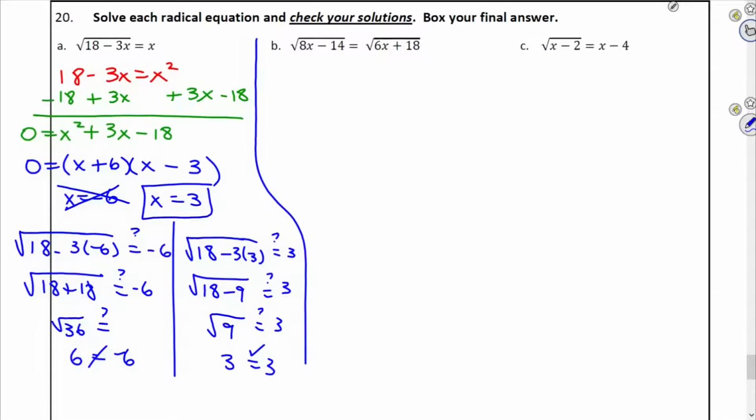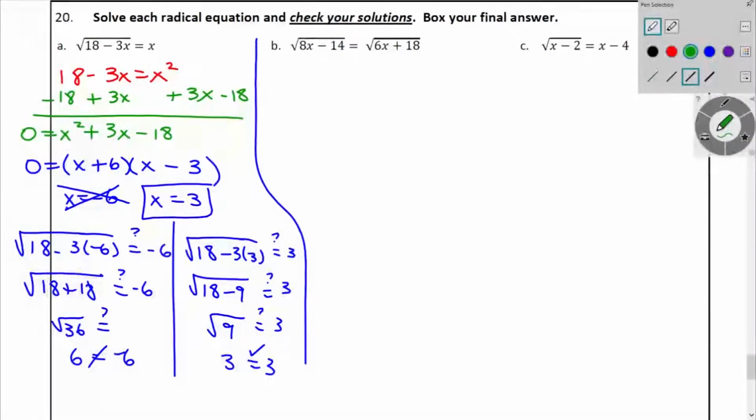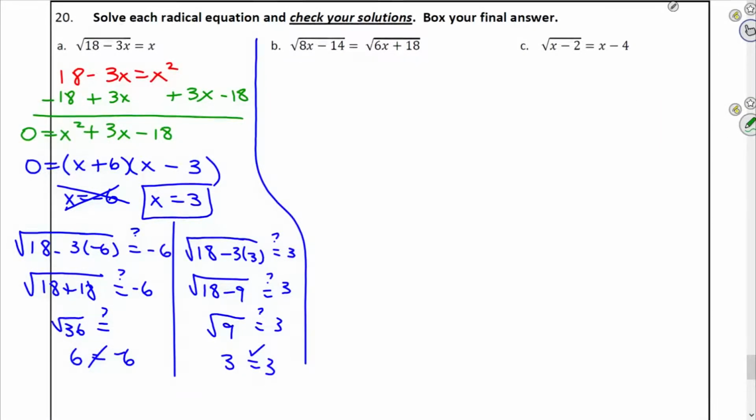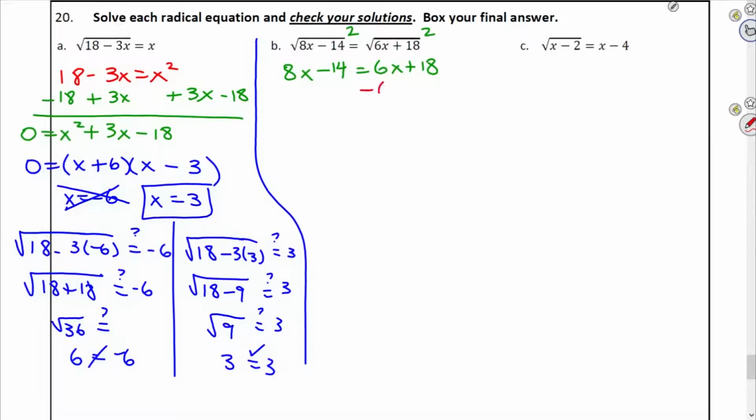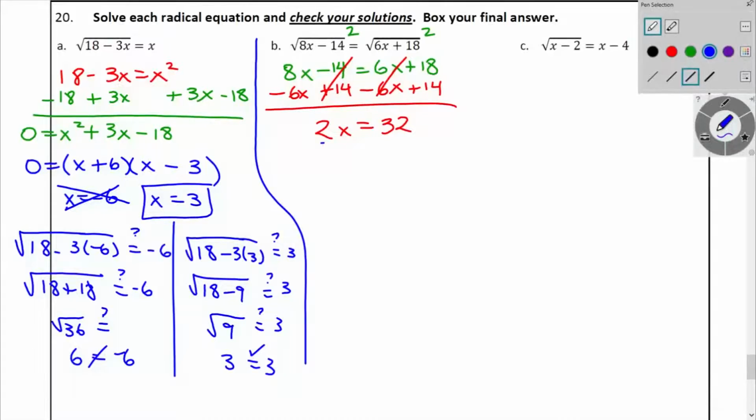Okay? Now, in letter B, there's two radicals. But that's okay. I can square both sides and they both go away. And then I get 8x minus 14 is equal to 6x plus 18. And I'm just solving this equation. I will subtract 6x. I'll move the smaller x, and I'll move the 14 on this side. And I get 2x is equal to 32, because that cancels and that cancels. So let's divide both sides by 2, and x is equal to 16.